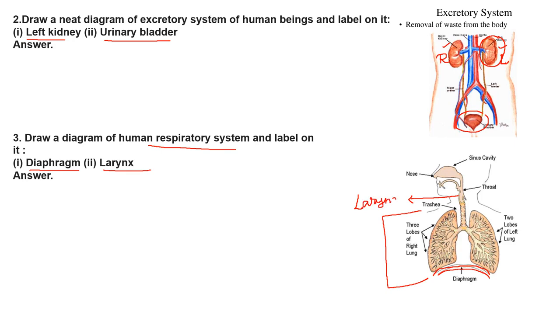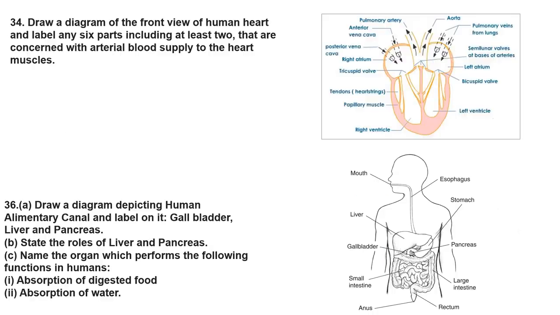This you have to mark as larynx. So this is all done. Coming to the next diagram, draw a diagram of the front view of the human heart, and label any 6 parts, including at least two that are concerned with arterial blood supply to the heart muscles.